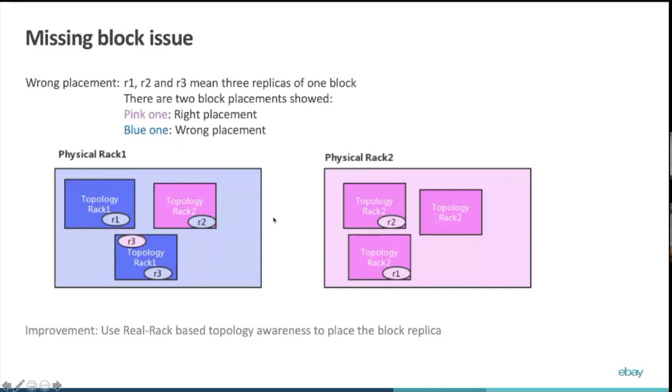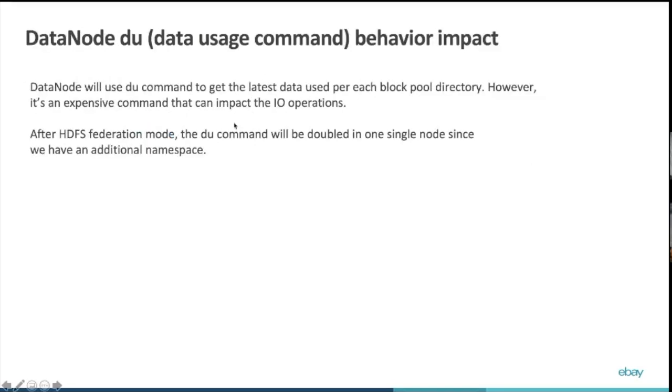The solution we use is very easy. We just use the real rack way to improve this, and we pass the physical rack to the topology location. Okay, the second problem is the DataNode DU behavior impact.